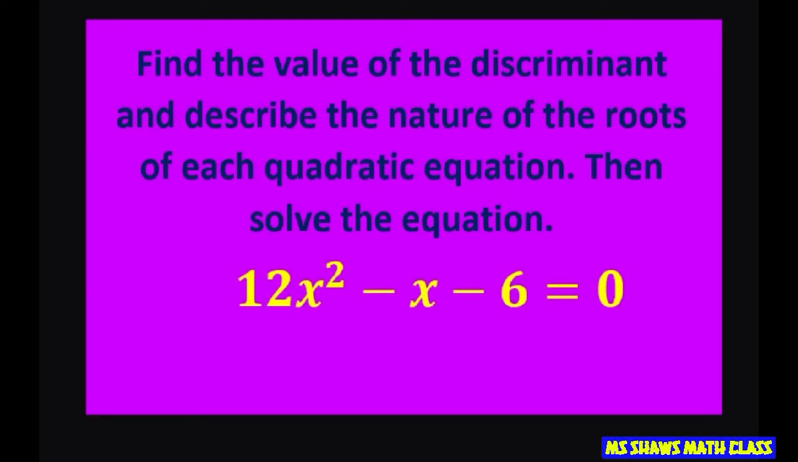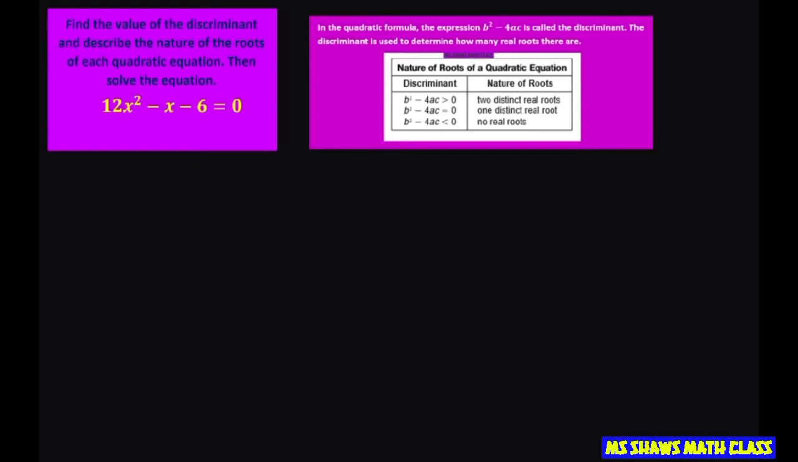Hi everyone, we're going to find the value of the discriminant and describe the nature of the roots for 12x squared minus x minus 6 equals 0. So we're going to first find the value of the discriminant. We have a equals 12, b equals -1, and c equals -6.